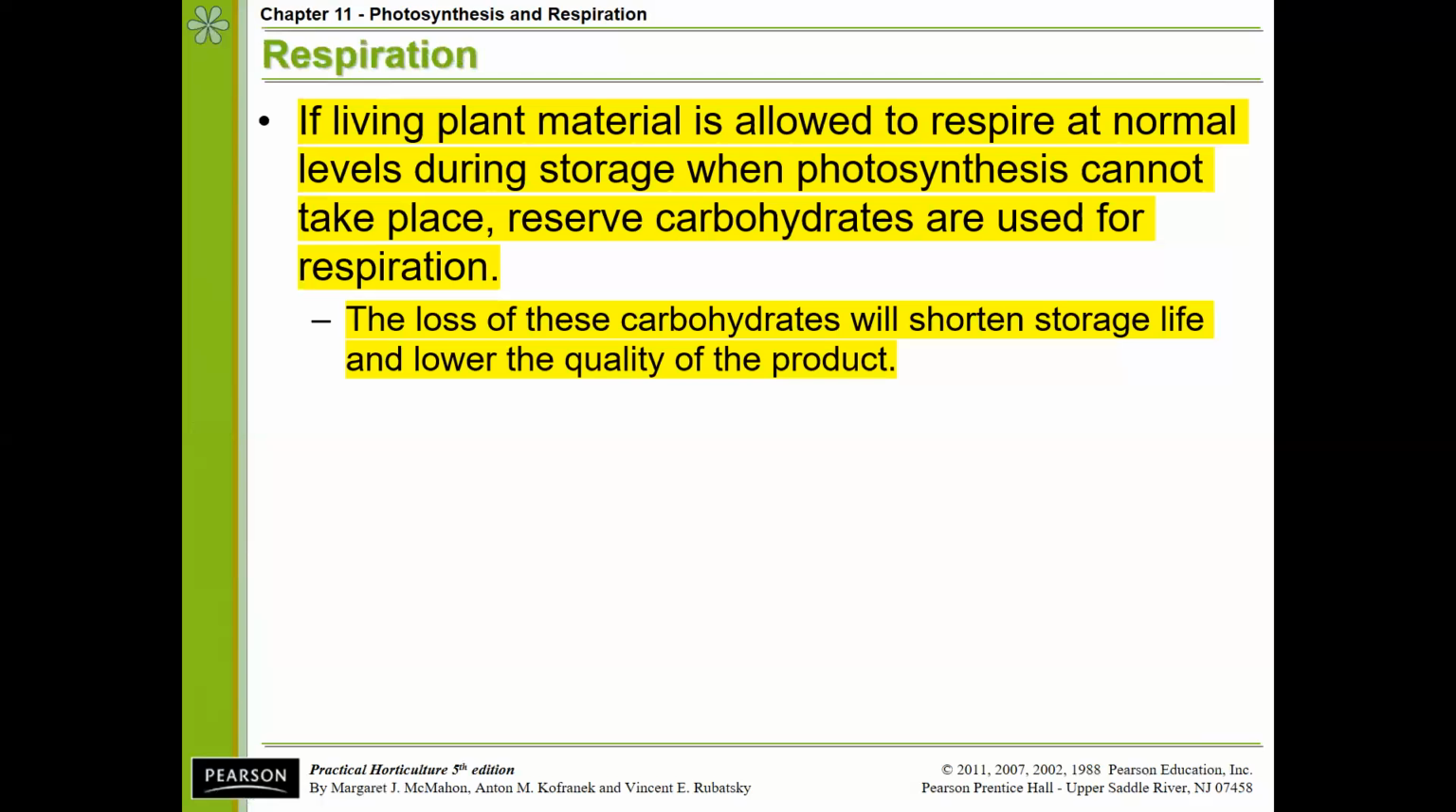All right, so that's the end of that chapter. Anybody have any questions about photosynthesis and respiration? Megan, you look like you have a question. No? Okay.